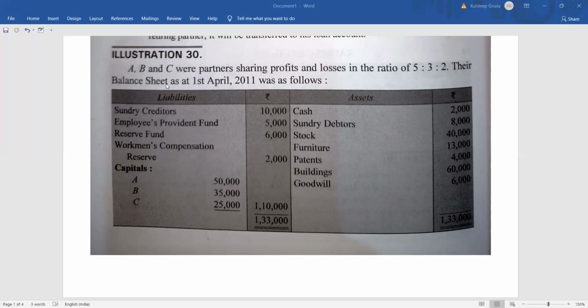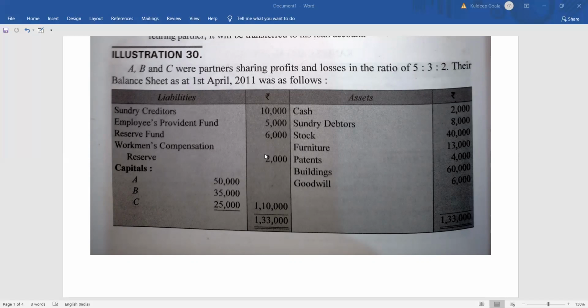So let's start. Illustration number 30. What is given here? A, B, and C, three partners, are sharing profits and losses in the ratio 5:3:2. The profit sharing ratio is 5:3:2. Their balance sheet on 1st April 2011 was as follows. Sundry creditors were there, employees provident fund was there, reserve fund was there, workmen compensation reserve was there, and capital was there.